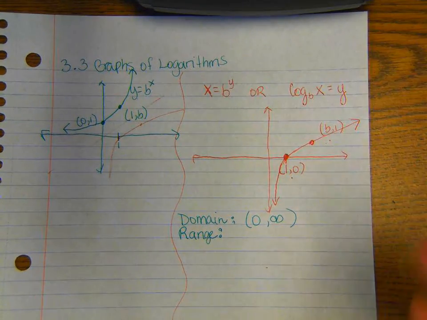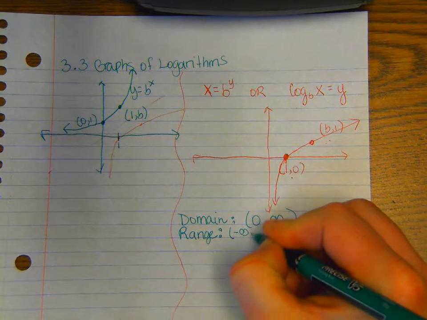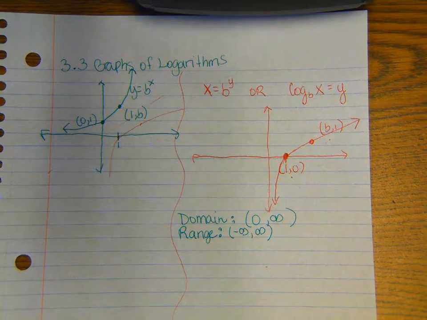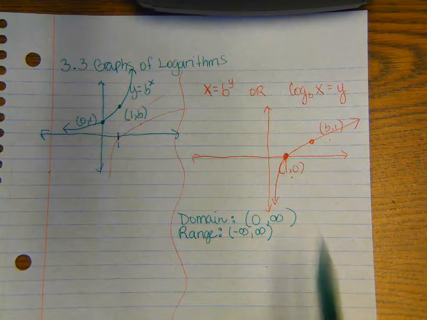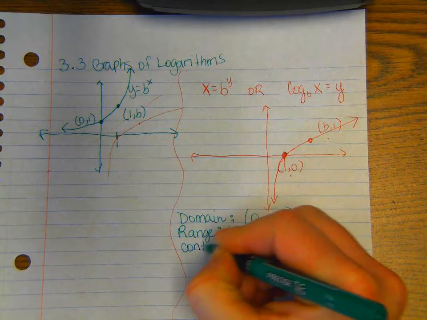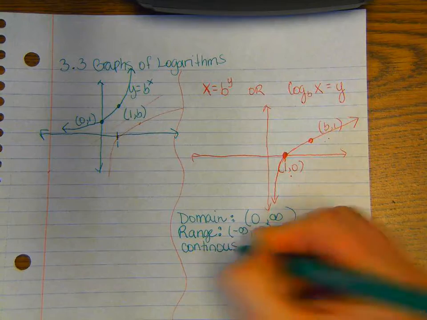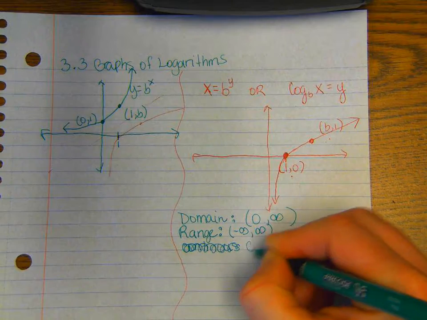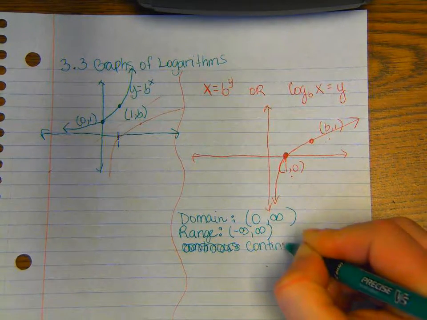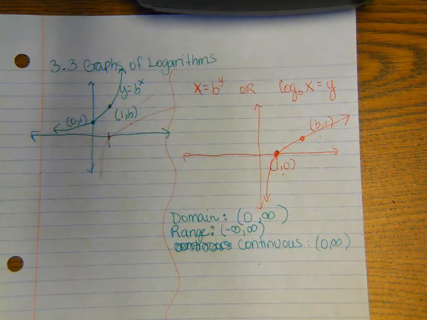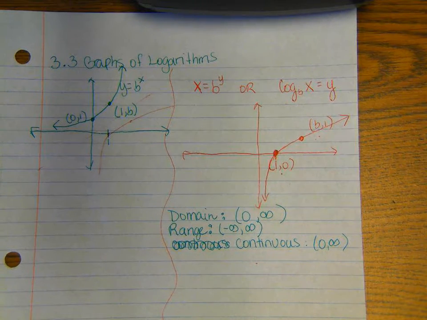Where is this continuous? You can say on its domain, just don't say everywhere because it's not continuous over here, it doesn't exist over here. So I'm going to say continuous on the interval 0 to infinity, which, yes, is the same as its domain. How about, is it increasing or decreasing or anything like that? It's increasing from 0 to infinity, right?